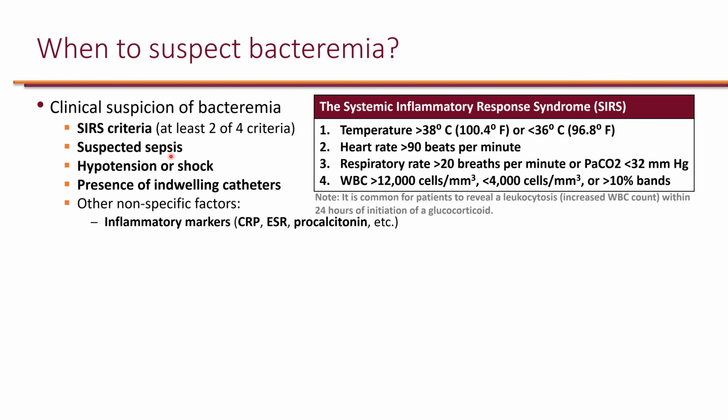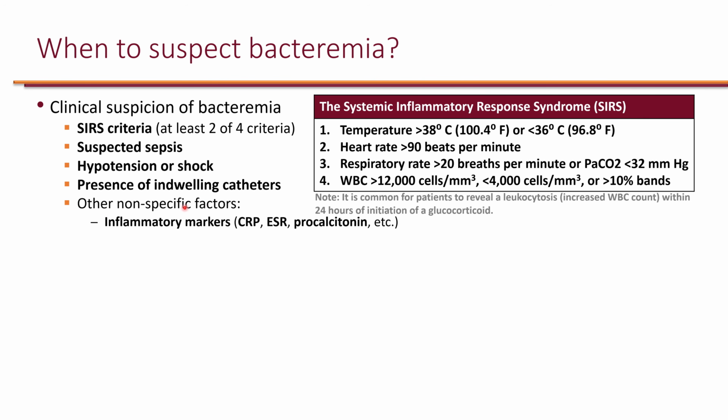We will discuss sepsis on another day in the course, so I'm not going to go into discussion of sepsis, but typically when there is sepsis suspected, bacteremia is on the differential diagnosis. If the patient has hypotension or shock, if the blood pressure is dropping, if the patient requires fluid resuscitation and perhaps vasopressors in order to bring the blood pressure back to normal, you should suspect bacteremia. Of course, if there is already an indwelling catheter, you suspect that bacteria have been entering the bloodstream.